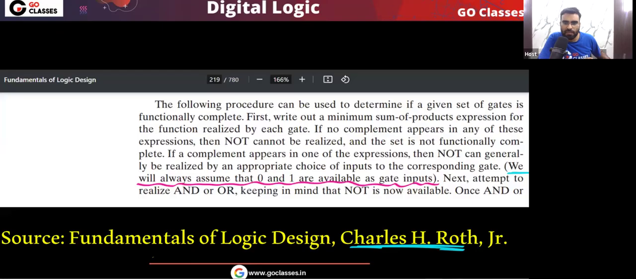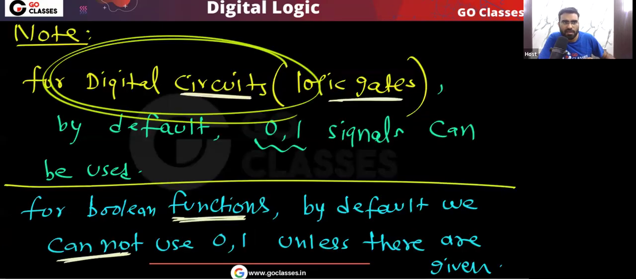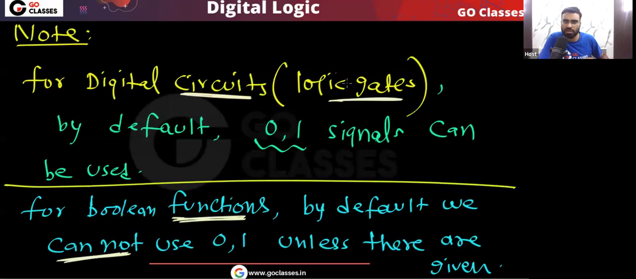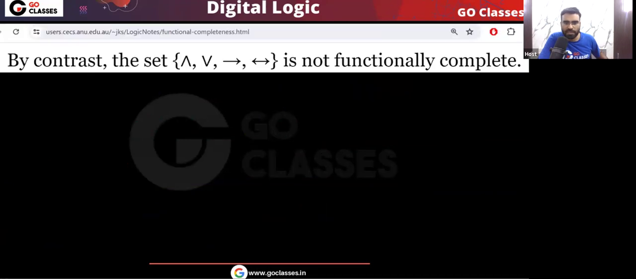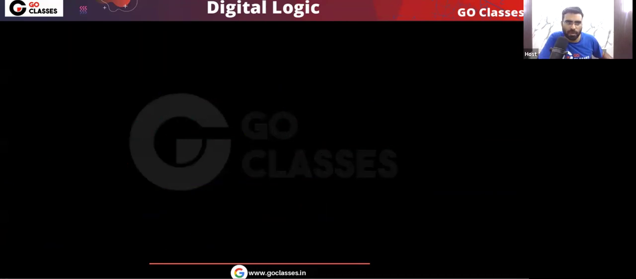With digital circuits, if logic gates, multiplexer, decoder, adder, all these things, in the digital circuits, remember, 0, 1 signals you can use. But for functions, for Boolean functions, by default, you cannot use them. Okay. Let me tell you what difference it will make. You might be thinking, sir, what difference will it make? So let me give you two questions.